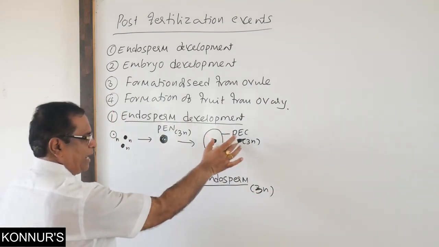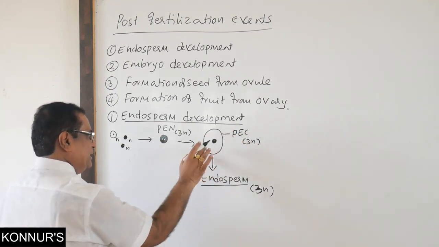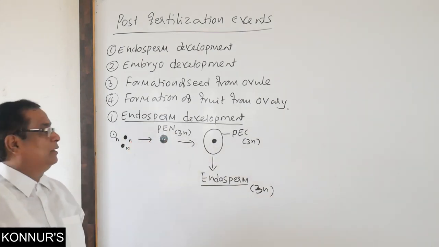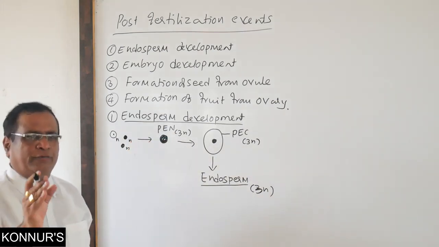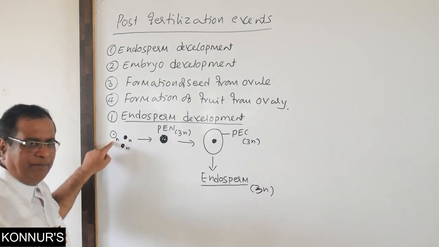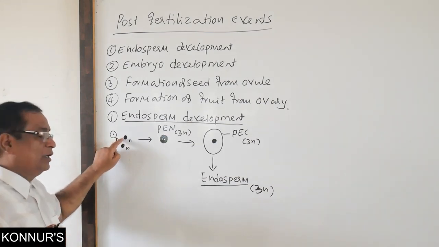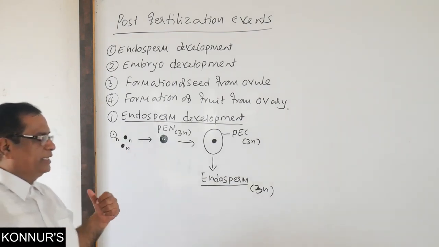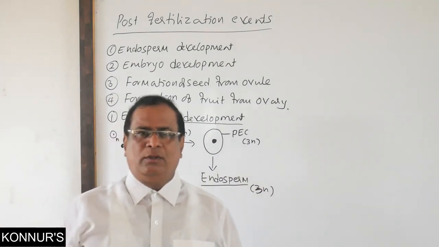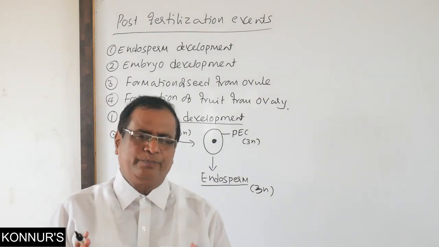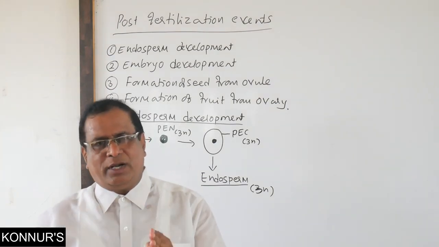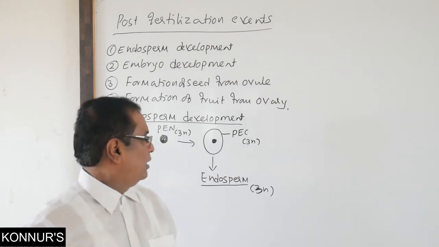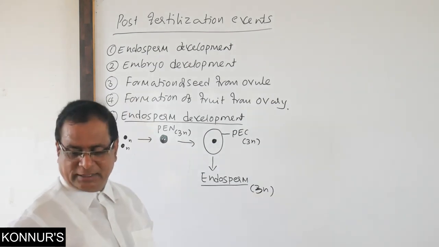Endosperm is formed from primary endosperm cell. It is having primary endosperm nucleus. This primary endosperm nucleus is formed during triple fusion, that is the fusion between haploid male gamete with two haploid polar nuclei. And already we know endosperm is a nourishing tissue. It provides food, nourishment to the growing embryo from zygote. And how is this endosperm formed?